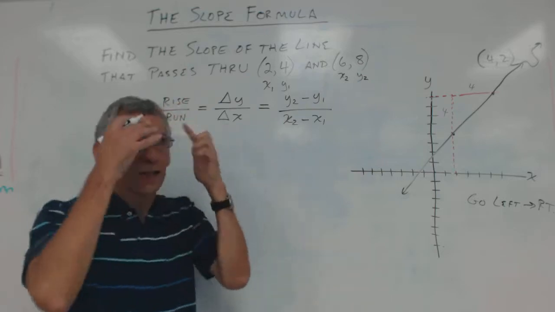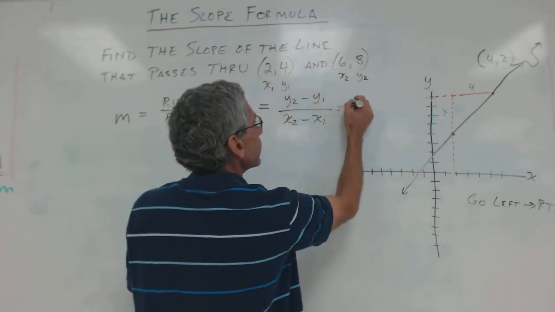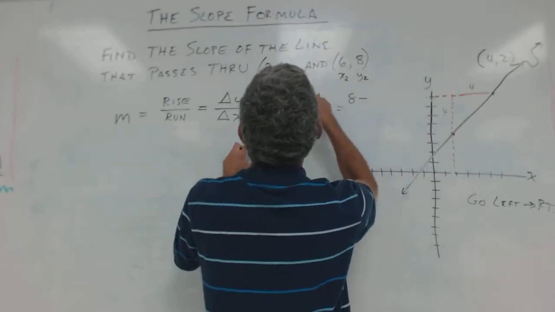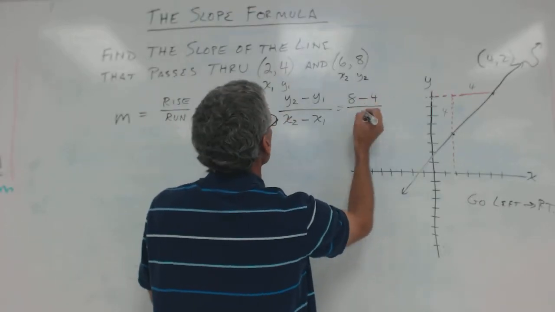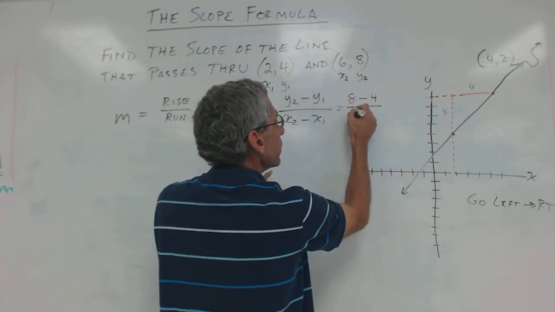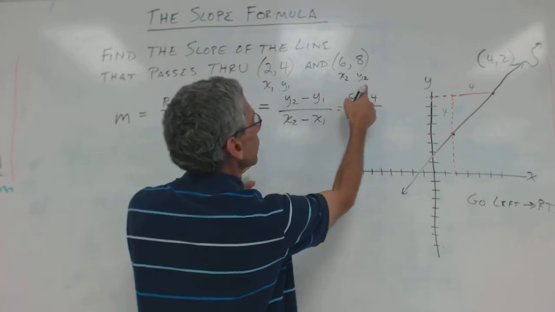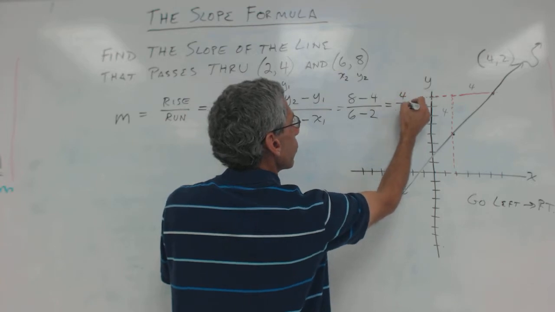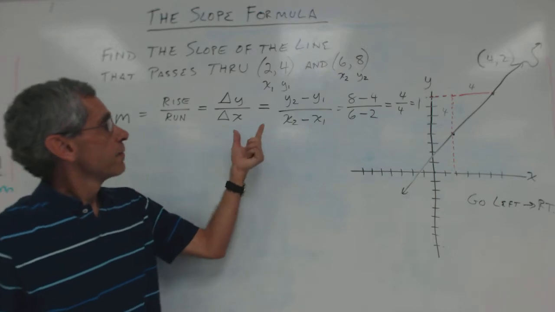Where's my y2? Oh, there's my y2. So that's 8 minus, let me think, I need my y1. There it is. Oh, that is 4. That's complicated to me. And then x2, oh, it's that. And then minus x1, oh, that's 2, okay, 2. Which means my answer is 4 over 4, which is 1. Well, I like that one too.